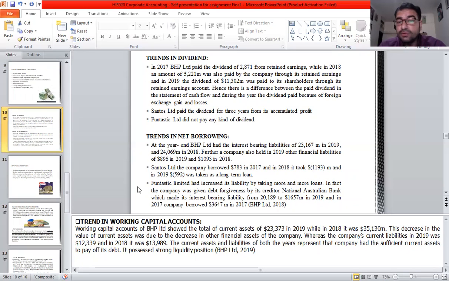In fact, the company was given debt forgiveness by its creditors and National Australian Bank, which reduced its interest-bearing liability from 2,189 to 1,657 million in 2019. And in 2017, the company borrowed 3,647 million. But the BHP Limited report 2018 shows this.